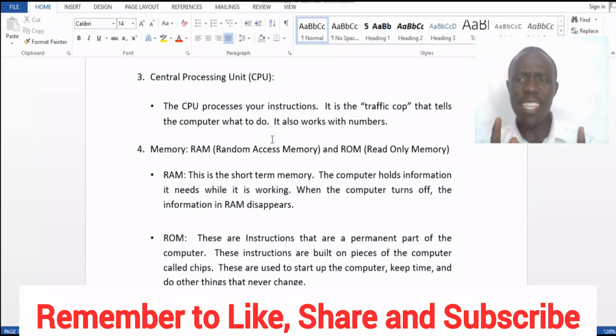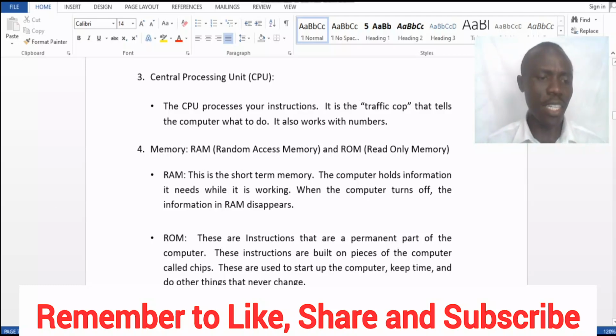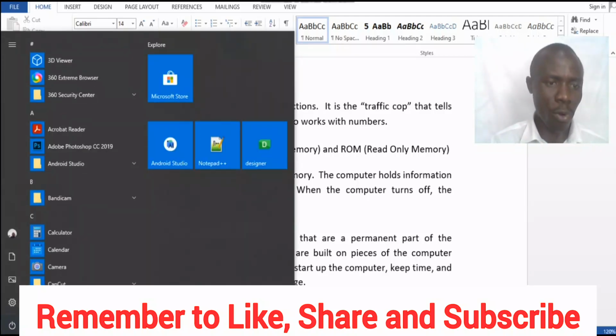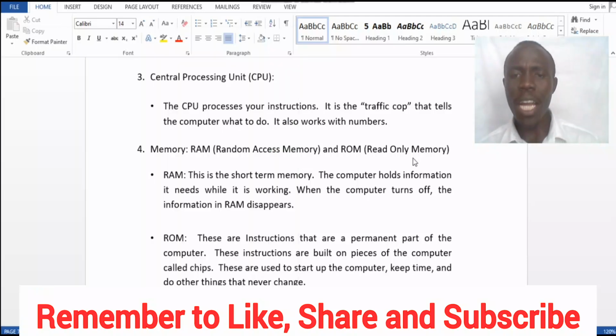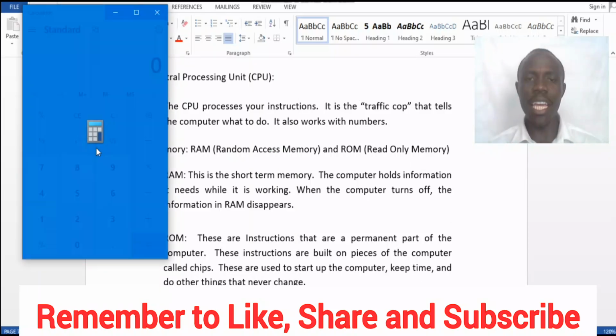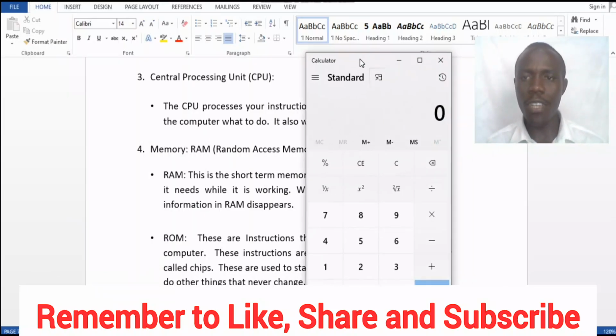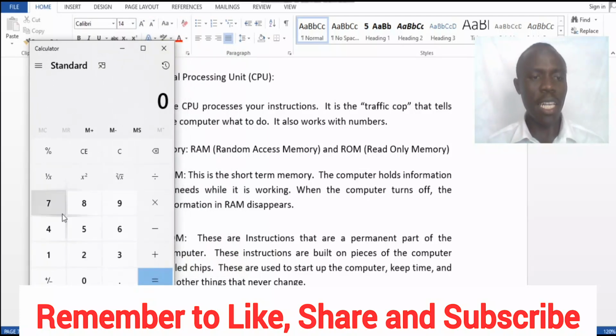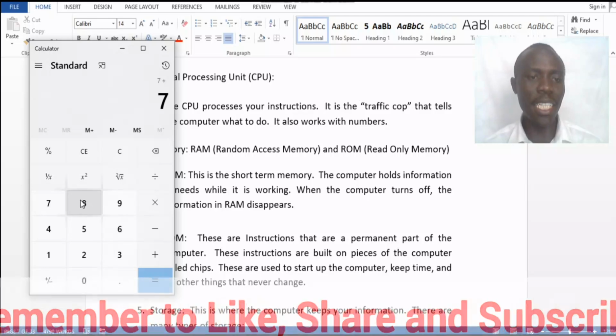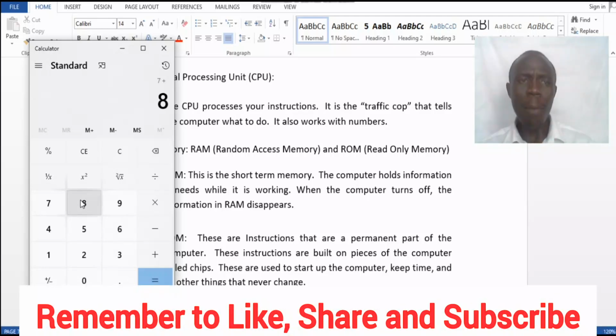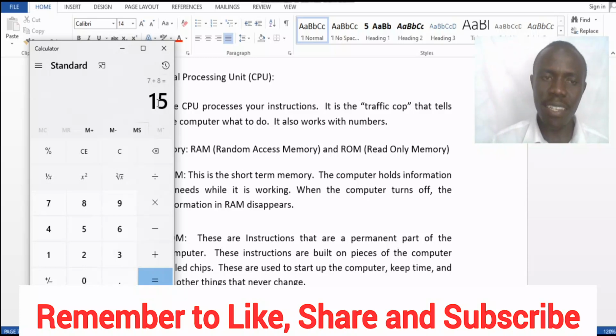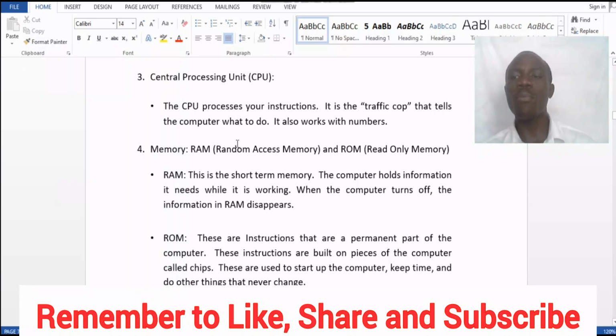So meaning that let's say I have commanded my computer, for example, let me open up an app called the calculator. So if I open up my calculator here and I give it a certain condition, like for example 7, add there 8, it means that I have inputted 7, but I want 7 to be processed with the 8 and get results. So what enables me to get this answer as 15 is what we call a central processing unit.